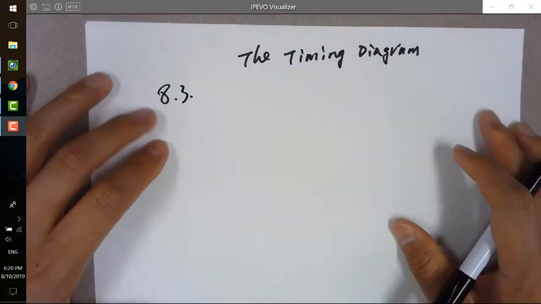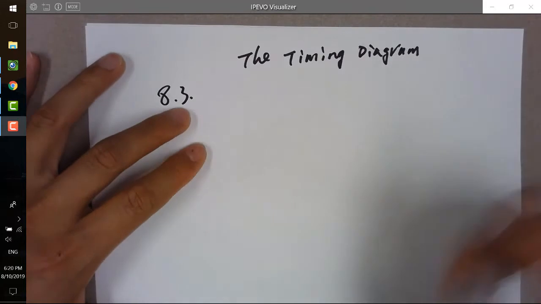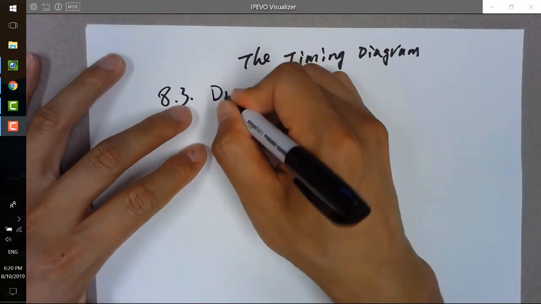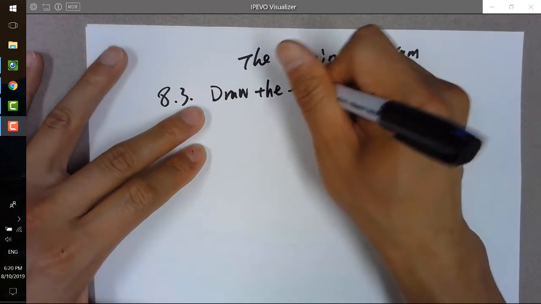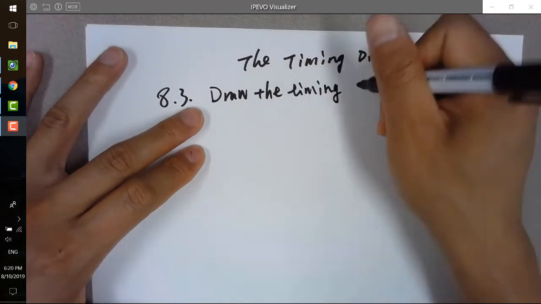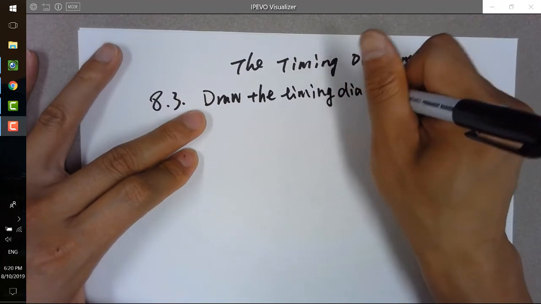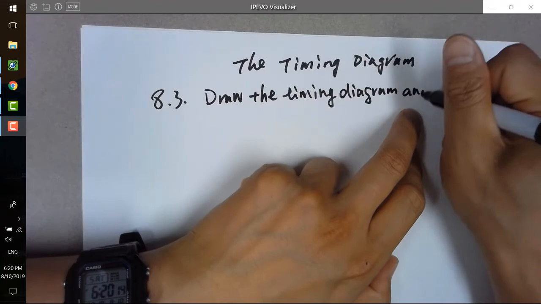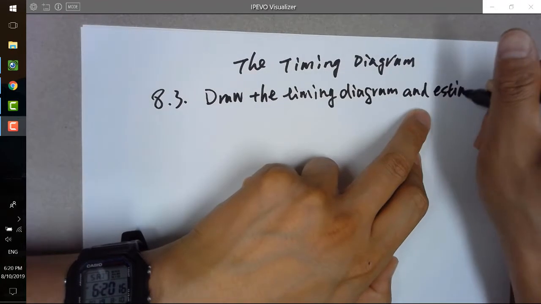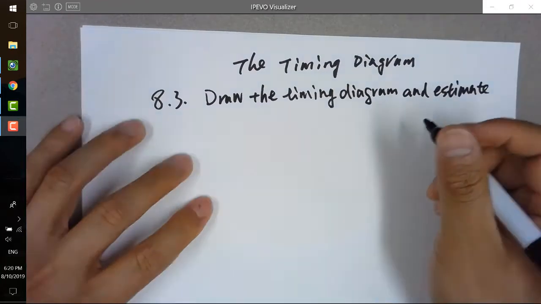I think it's example 8.3. So the question is, draw the timing diagram and estimate the hazard.